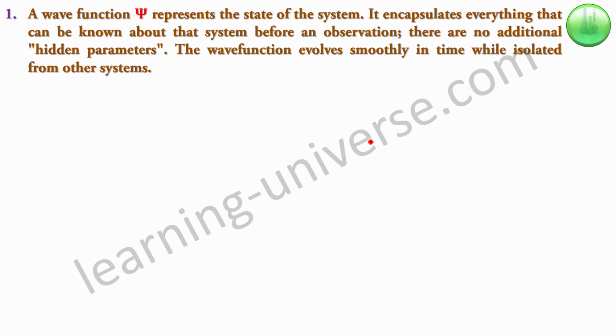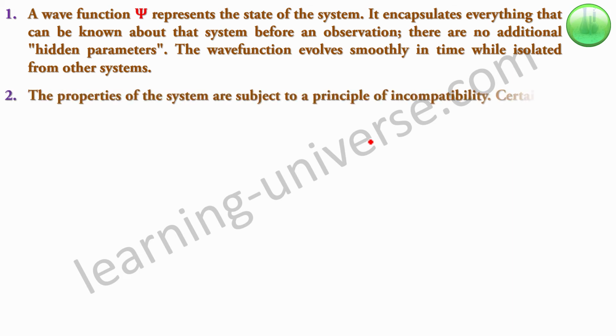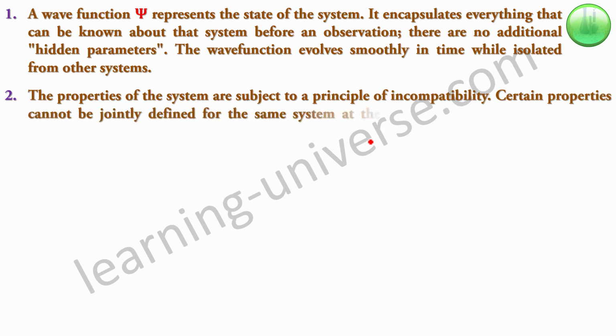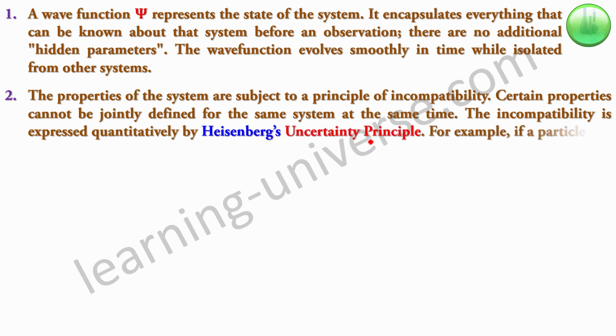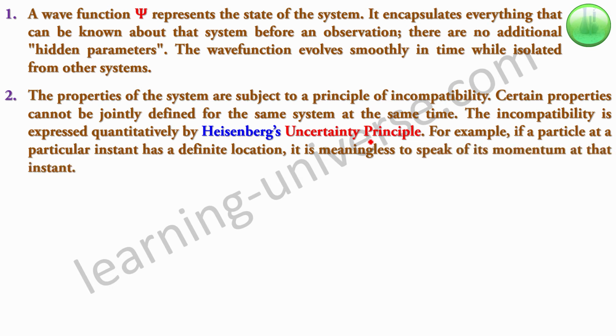Now, the properties of the system are subject to a principle of incompatibility. That means certain sets of properties cannot be jointly defined for the same system at the same time. This incompatibility is expressed quantitatively by Heisenberg's uncertainty principle. For example, if a particle at a particular instant has a definite location, it's meaningless to speak about its momentum at that instant. So quantum mechanics says that there are sets of properties which cannot be jointly defined for a particular system, at a particular coordinate, at a particular point in time.